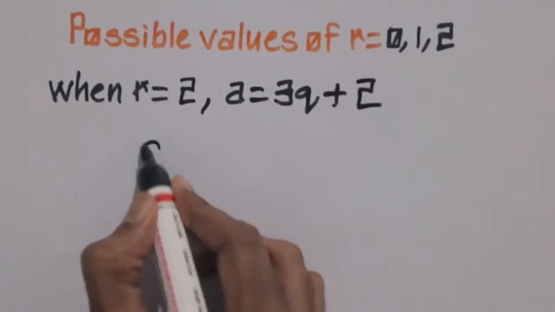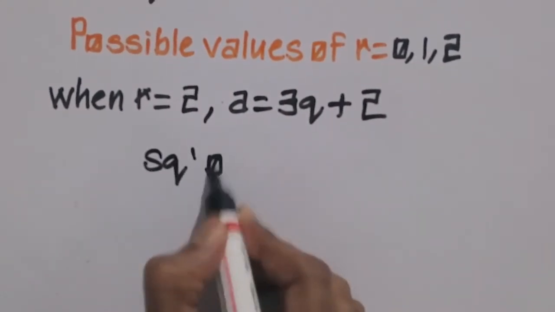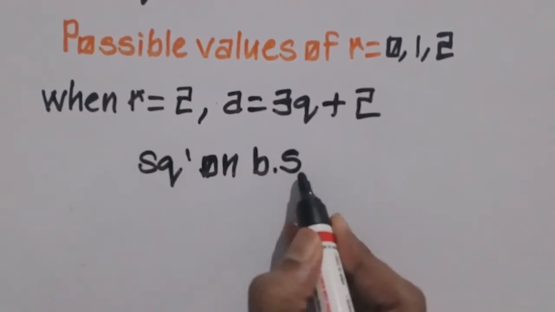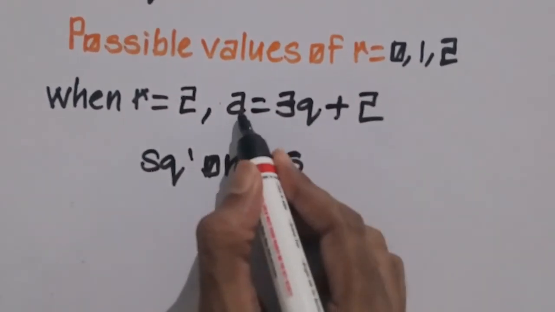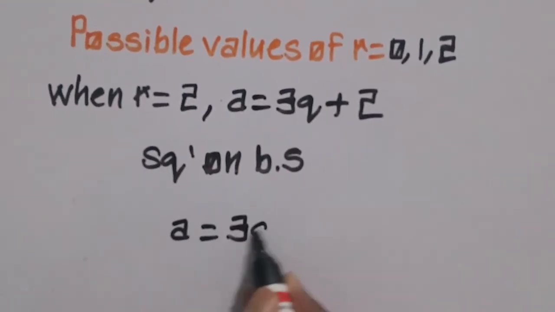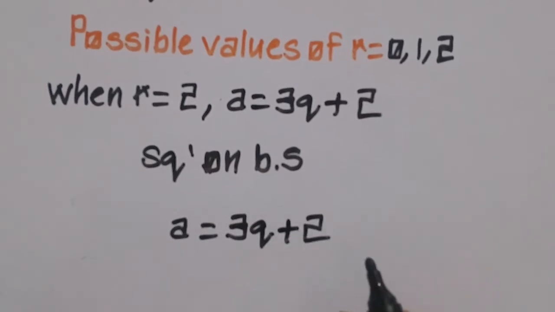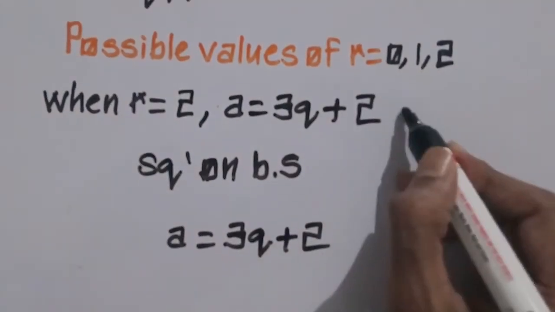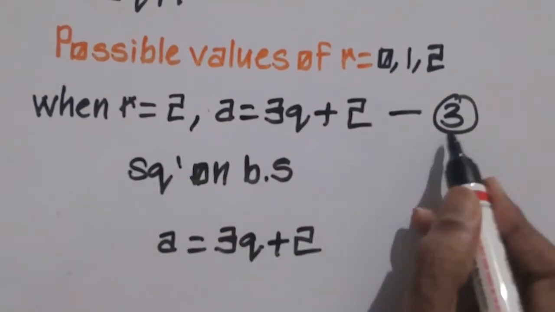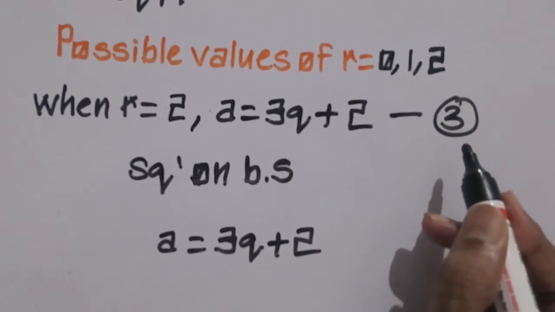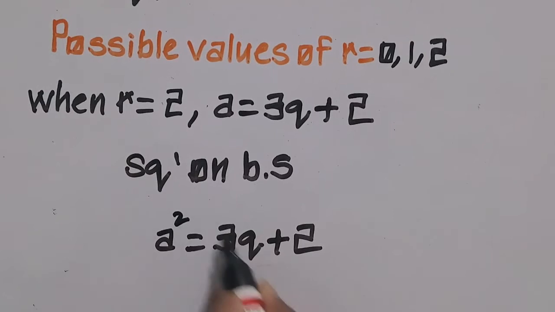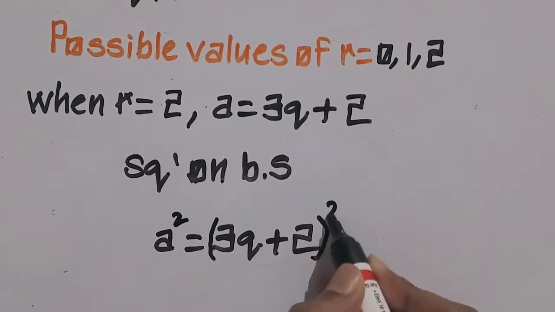Now squaring on both sides. In exam point of view, don't write like this; you should write the sentence in full, squaring on both sides. Now a is equal to 3q plus 2. Okay, squaring on both sides. You can write like this also: squaring on both sides for equation 3, equation 2, equation 1, like that also you can write. Here we are squaring, and for RHS also we are squaring.